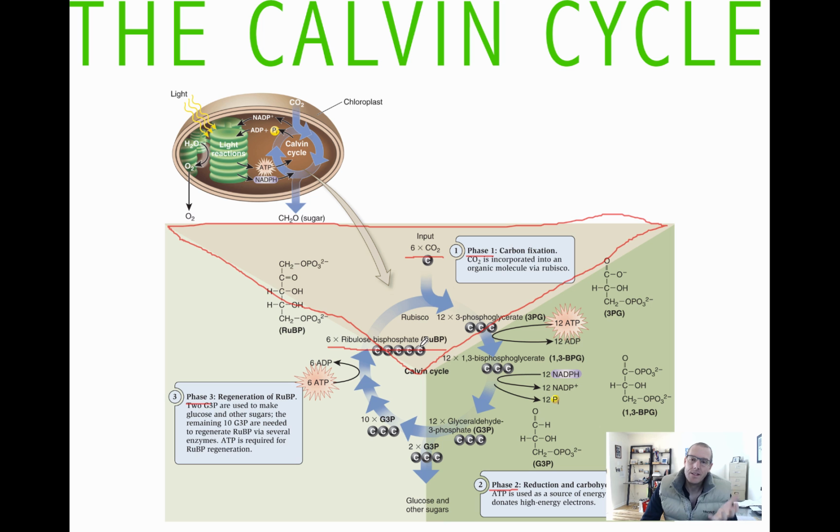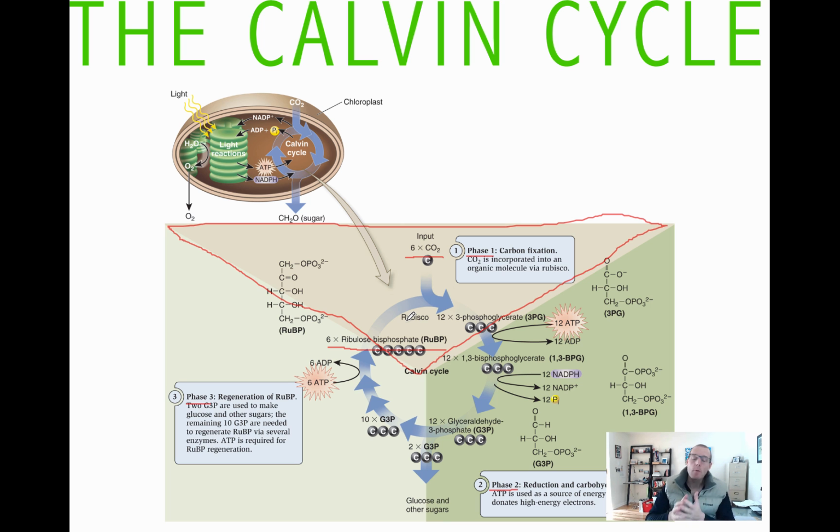So if we take 6 of these 5-carbon ribulose bisphosphates, and to each of those molecules we add a carbon from carbon dioxide, we go from 6 5-carbon compounds up to 6 6-carbon compounds. That's because you start off with 6 5-carbon compounds. There's 1, 2, 3, 4, 5, 6 of those, and then to each of those you add another carbon, and so now we've got 1, 2, 3, 4, 5, 6 carbon compounds.